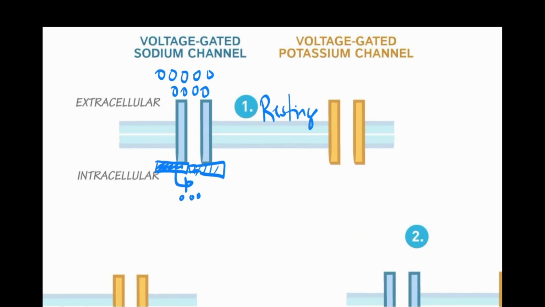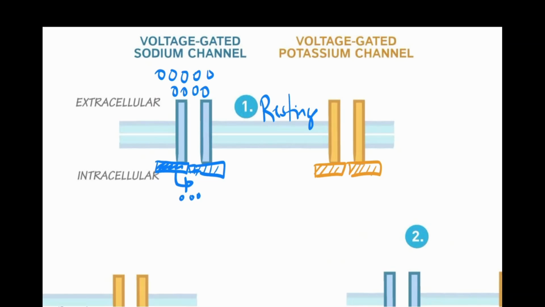The yellow side, I'll do it in orange, is our potassium channels. These are also closed at this point as well. So we'll put some doors here. Potassium does not have the inactivation gate that sodium does. So we're not going to draw one little funny little hat there because it doesn't exist on the potassium channels.